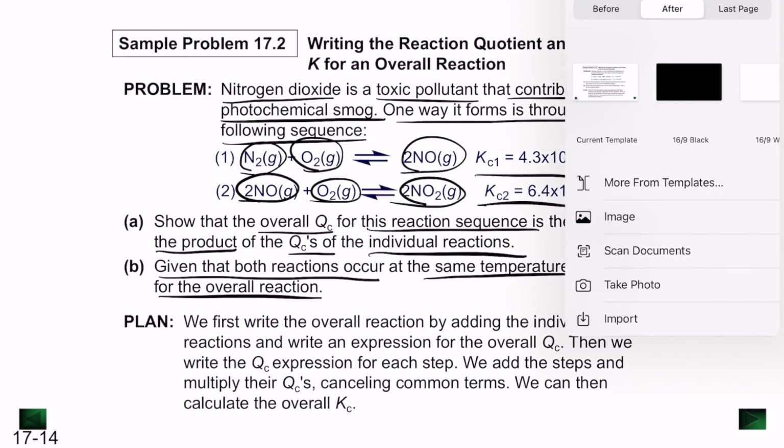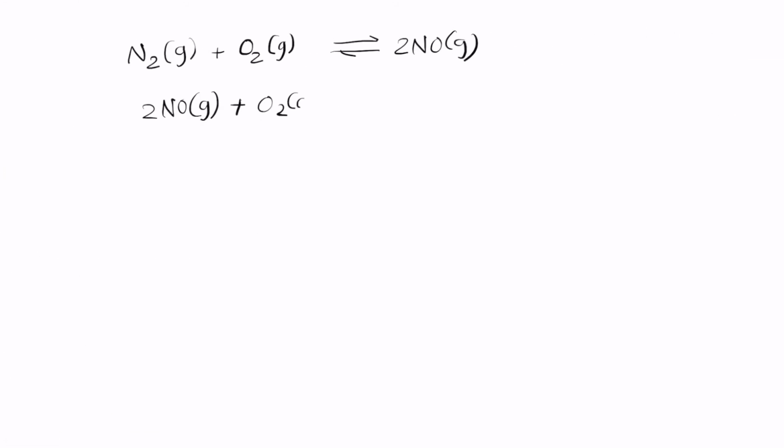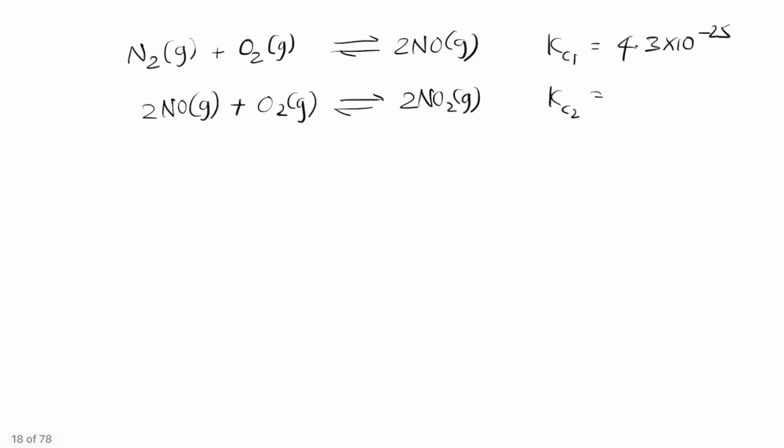So first things first, always write down the individual reactions first. So N2 gas plus O2 gas forms 2NO gas. Next you have 2NO gas plus O2 gas forms 2NO2, which is also a gas. So they have given Kc1 and Kc2. So Kc1 value is 4.3 times 10 to the power negative 25, and Kc2 is 6.4 times 10 to the power 9.